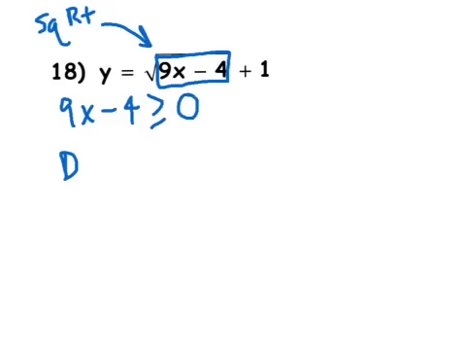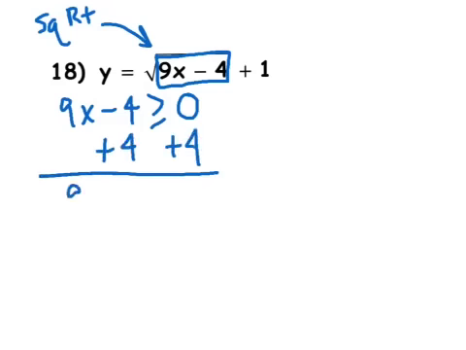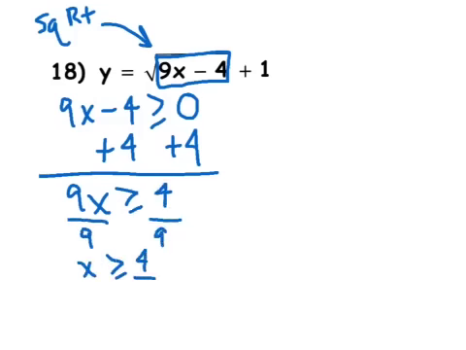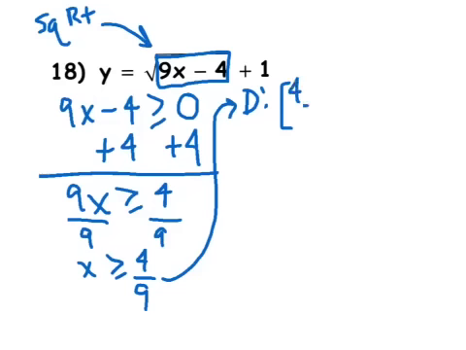The reason that we do that is, remember that the domain is the set of allowable x values that you can plug into the function, and if we want real numbers in this situation, we want to make sure that the thing under the radical is greater than or equal to 0. So I'm going to add 4 to both sides. I get 9x is greater than or equal to 4. I'm going to divide both sides by 9, and I get x is greater than or equal to 4 over 9. Now that will translate into a nice domain. It's the domain that starts at 4 over 9 and continues to get larger from there forever. So the domain from 4/9 to infinity.